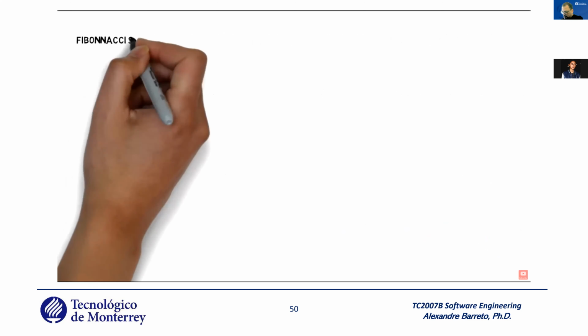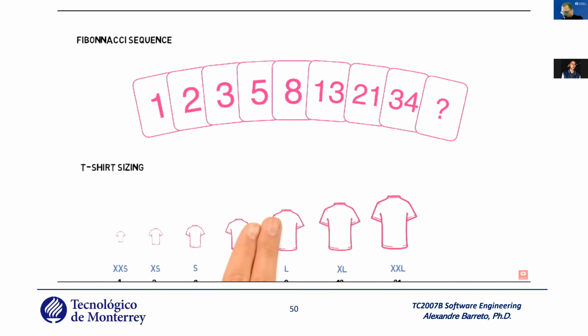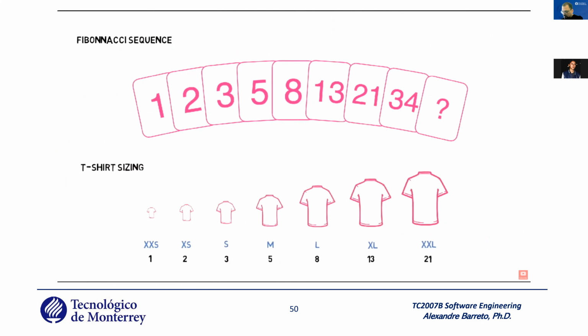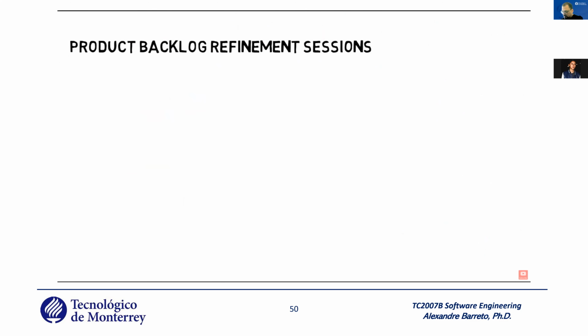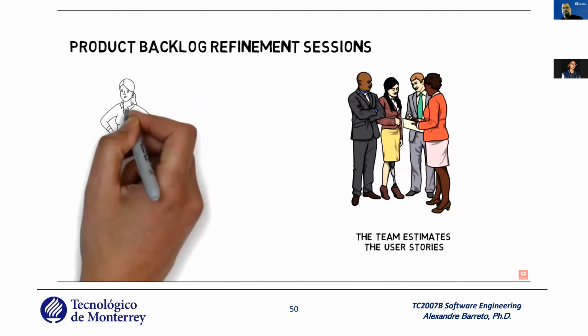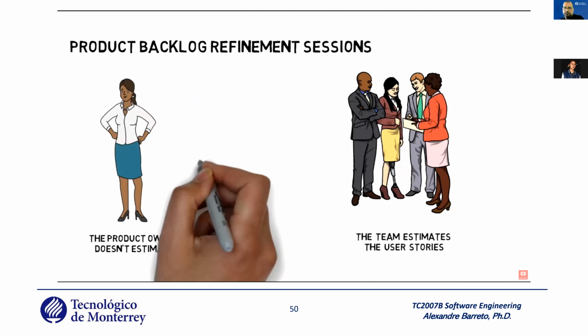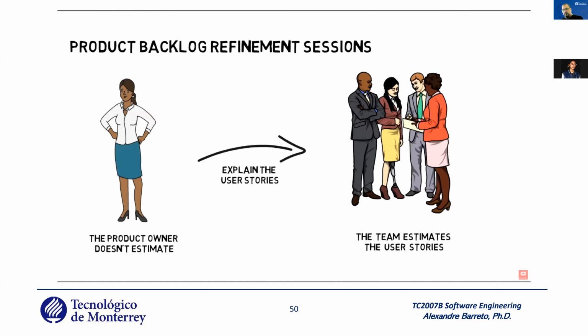In most cases, story points use the Fibonacci sequence as a scale for sizing. Some teams will use t-shirt sizing as a measure. Story point estimation is typically performed during the product backlog refinement sessions, and the product backlog is evaluated by the team, who is responsible for turning the product backlog items into real customer value. The product owner does not contribute to the estimation, but he has the responsibility to explain what the product backlog items are about.